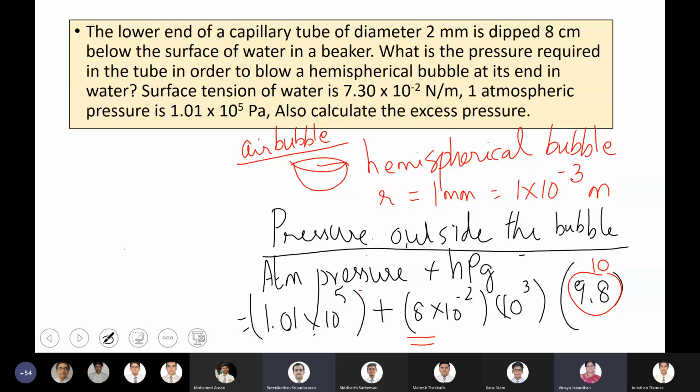See, this is 10 to the power of 5. So yes, if I go for this, it will be 8 into 10 to the power of 1.1. Ma'am, the answer is wrong. Sorry. Okay, let me do this. Plus, if I... Ma'am, can I see the answer? Yeah. What is the answer? Ma'am, 1.02 into 10 raised to 5 Pa.